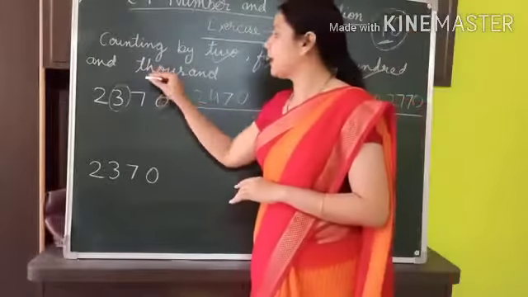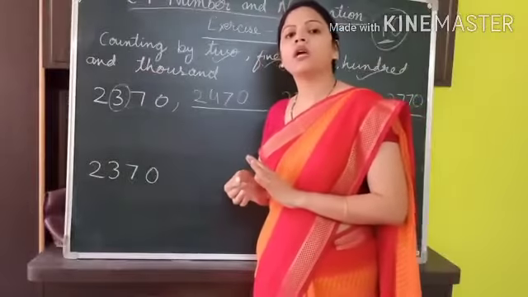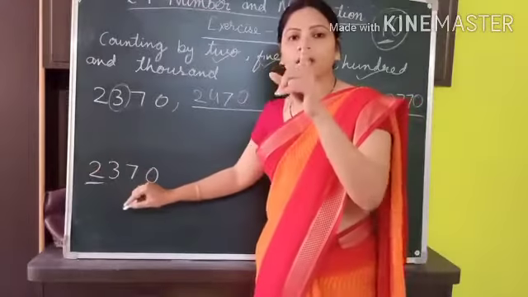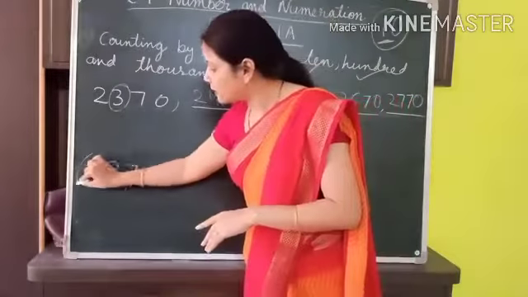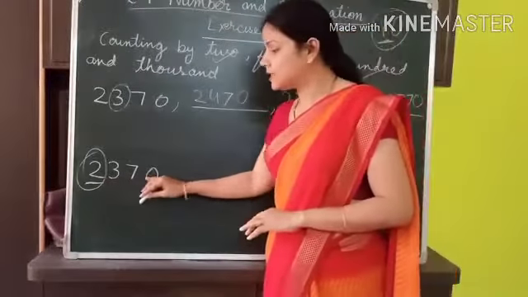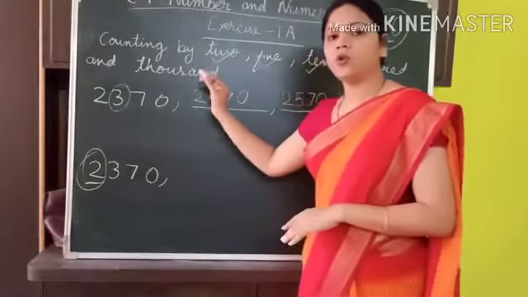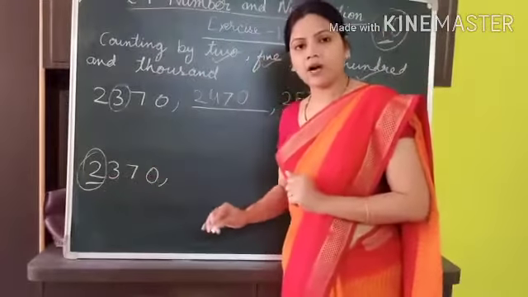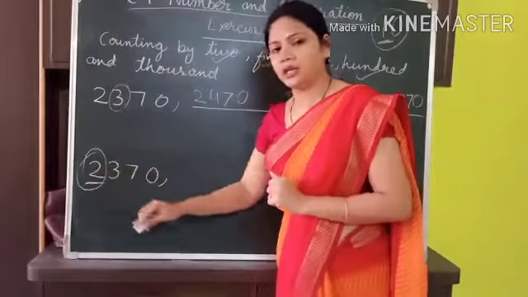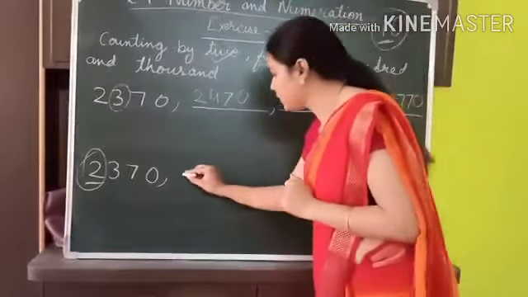Now, counting by 1000. Similarly, like that, if we have to count by 1000, then we have to add one number to the number that is placed at 1000 position. Okay? And the rest number we have to write as it is. If we have to count this number by thousands, how we will do? We have to add 1 here. Okay. So this 2 will become 2 plus 1. Very good.